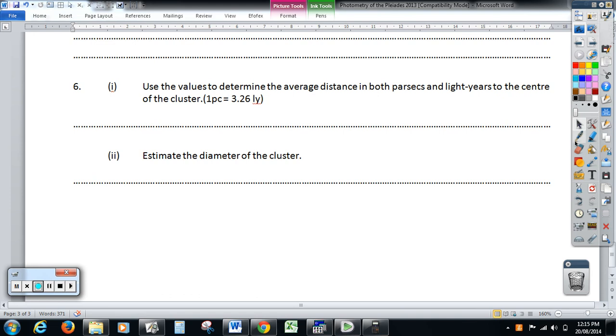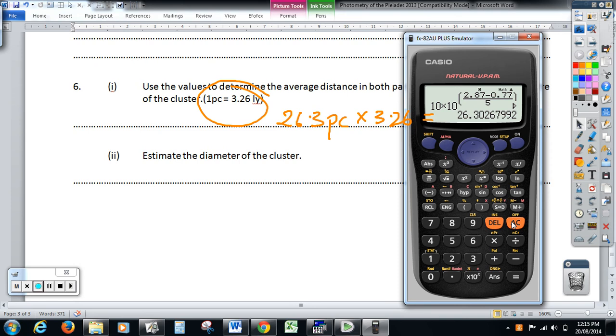Right, you've now calculated the other two values, but now we're going to ask to calculate how far it is away in light years, and we just need the conversion factor. So just say, for instance, we found that it was 26.3 parsecs away. Then if we multiply that by 3.26, we get the number of light years. So 26.3 times 3.26 equals 85 light years.